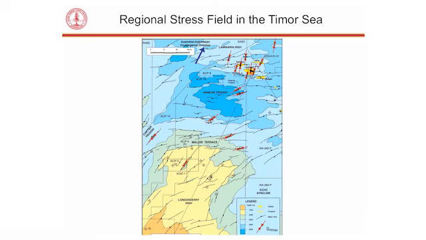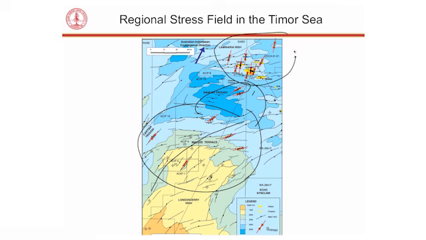Here's the Timor Sea, some work by David Castillo, another former PhD student in my group. And what you can see here is that the stresses are rotating in an unpredictable but systematic way. So for example, you can see the stresses here rotating in that direction, and then in fact there as well. And then suddenly they're more northerly here.